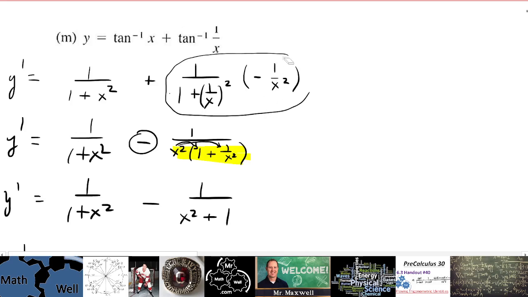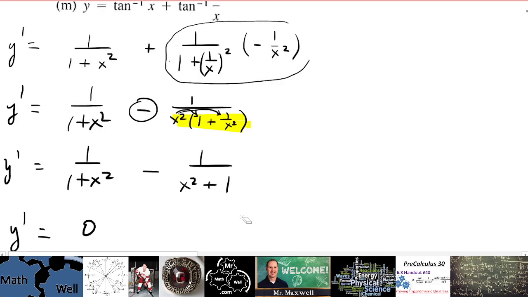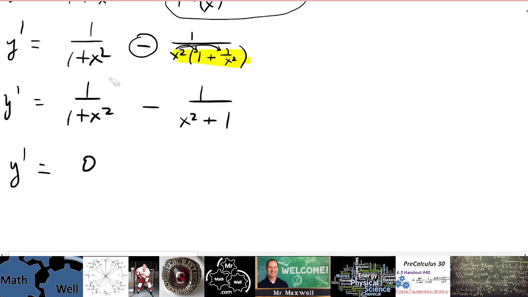From there, I want to simplify this. So a negative turns this plus into a minus. And then this is in the denominator, so this x squared gets multiplied by 1 plus 1 over x squared. And when I do this part highlighted in yellow, I get x squared plus x squared over x squared, which is 1. Because of the commutativity of addition, 1 plus x squared is the exact same as x squared plus 1. So I have a certain quantity minus itself. Answer is 0.